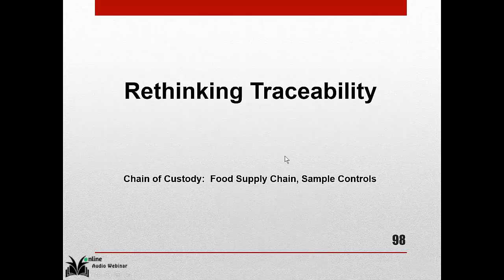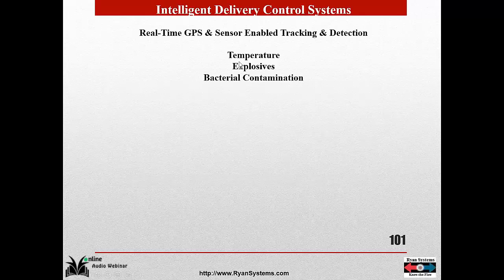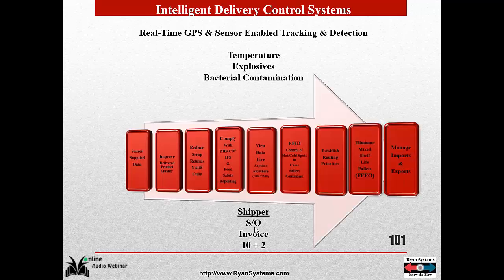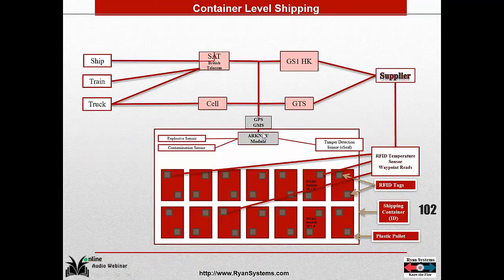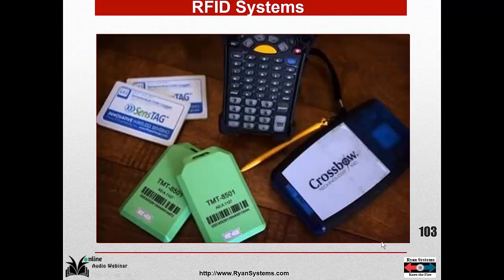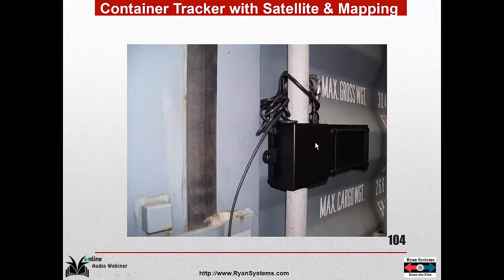Just a quick talk about traceability now. Many other types of data are available: temperature, explosives, bacterial contaminant, shipper sales order, and invoice, and then that data gets shipped out through ArcNav and GPS, GMS systems. Here are some of those devices. This is the one that goes in the truck. Different kinds of tags are available. It's the RFID reader and RFID tags. Here's one on the back of a container.